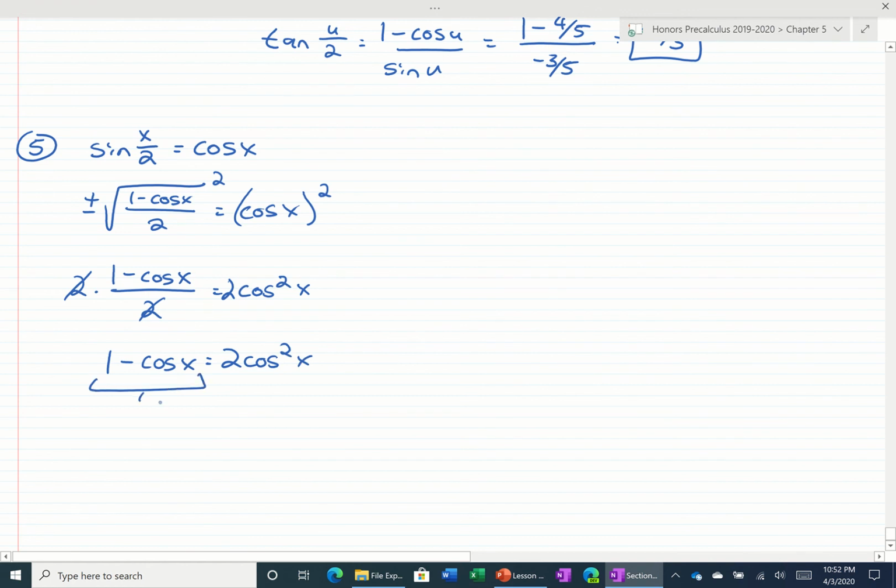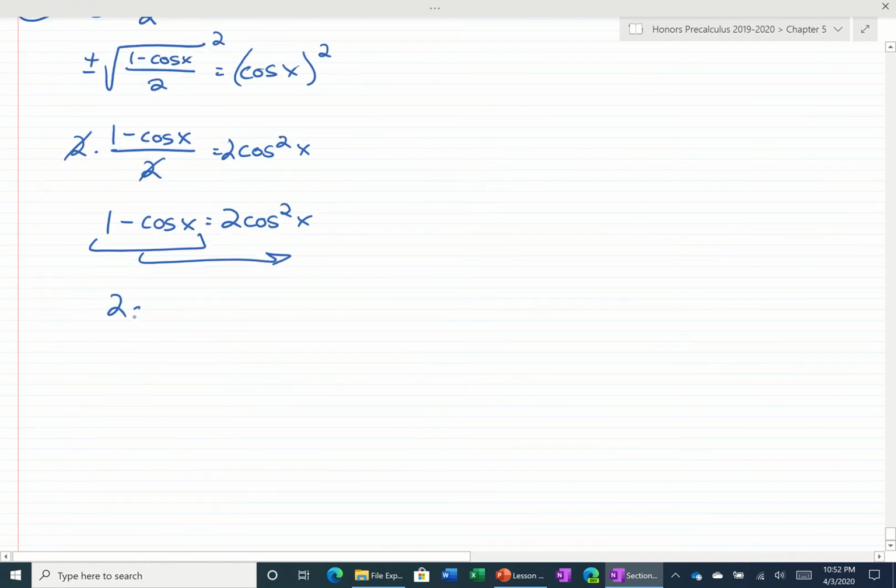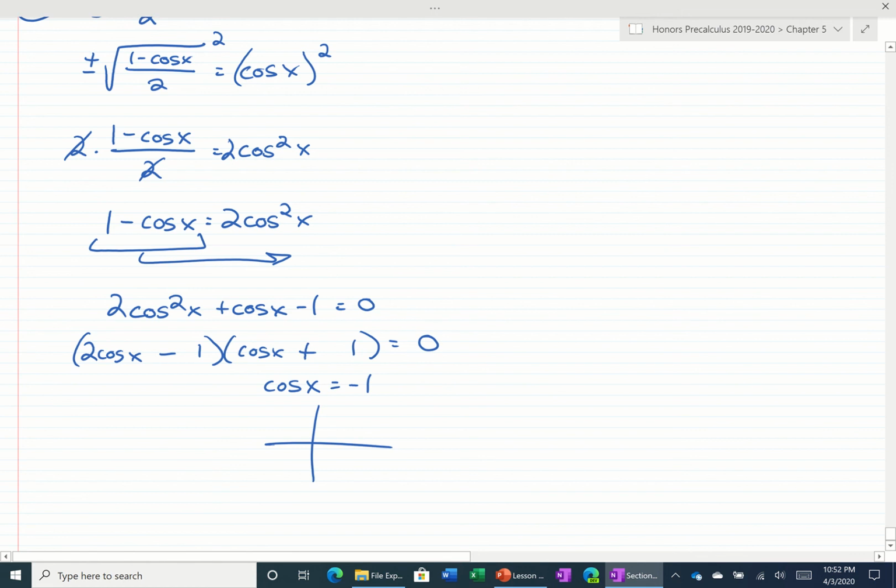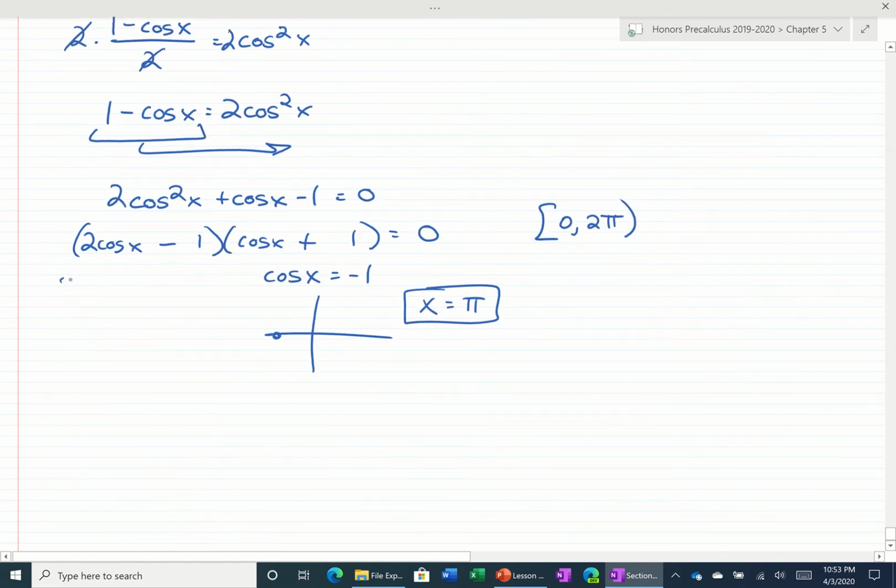Let's get these on the other side. Then we could factor. We need a positive and a negative here. So when is cosine of x equal to -1? I think I did that right. -1, yep. Let's see here. That would happen right here. So x would be at pi radians. And the answers are between 0 and 2 pi, so that works. You don't have to add the period because that would be out of the interval.